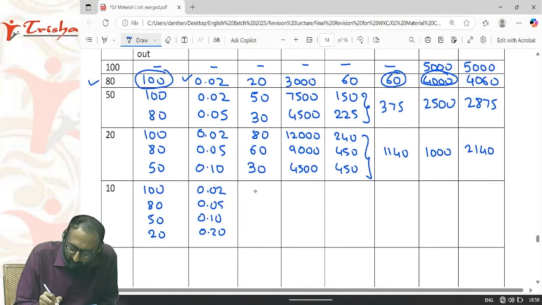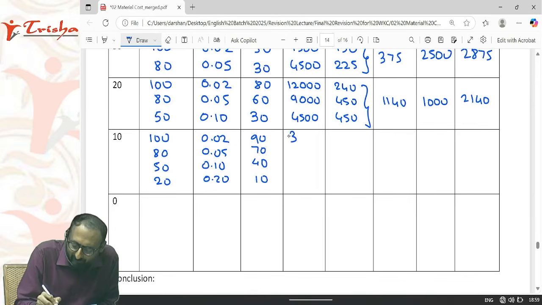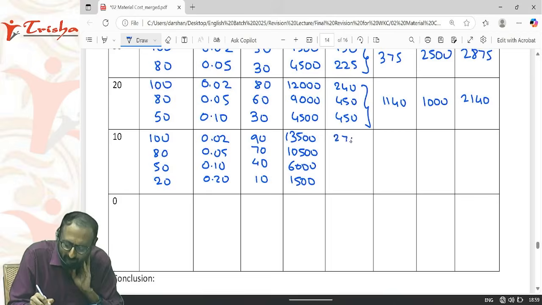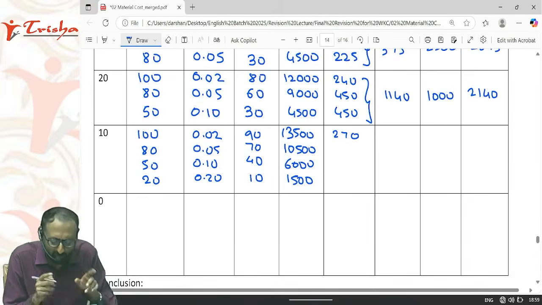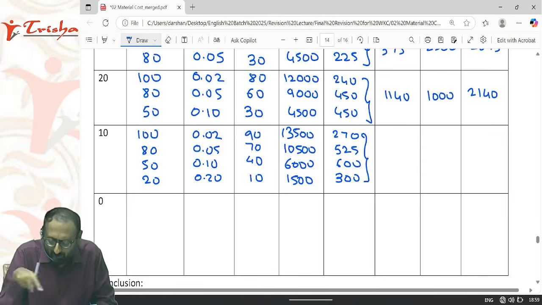Next line. 90, 70, 40, 10. Tell me, what will be the stock out? 150 multiplied by 90. Is it 13,500? Is it 10,500? I am doing it orally, no calculator. Is it 6,000? 1,500. Next. Multiply with the probability. 13,500, is it 270? 10,500 into 0.05, 525. 6,000 into 0.10, 600. 300. Correct? Please count and tell me how much will be your answer here.